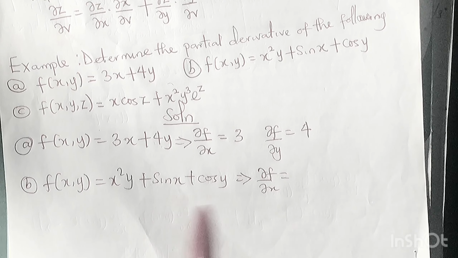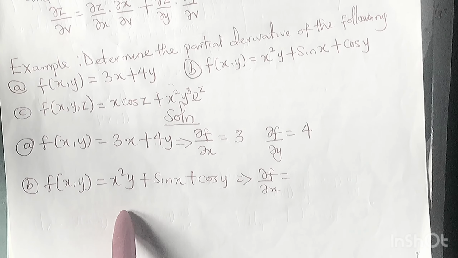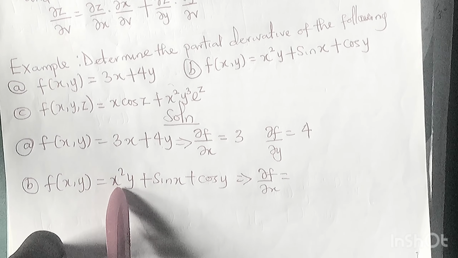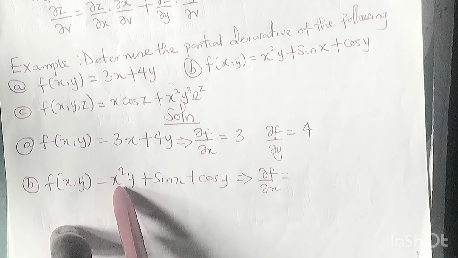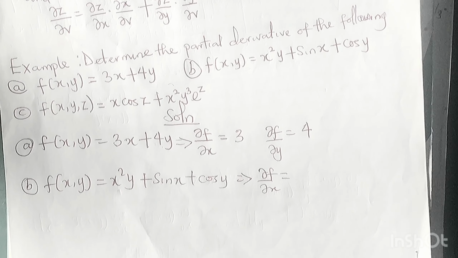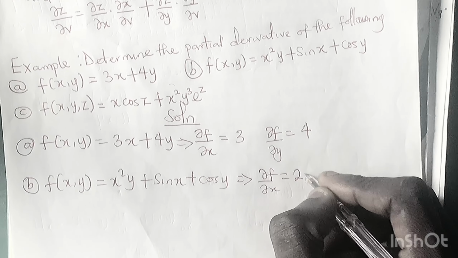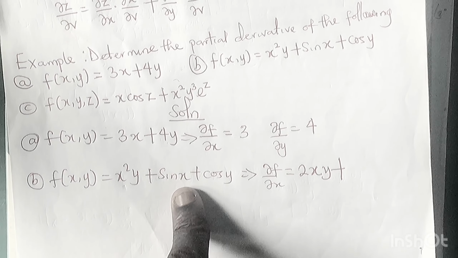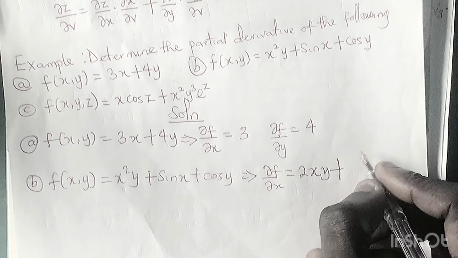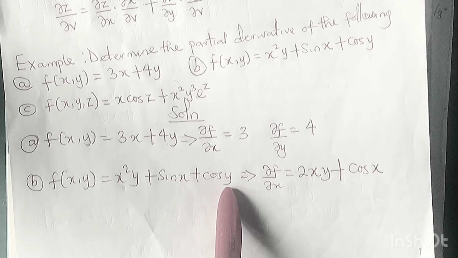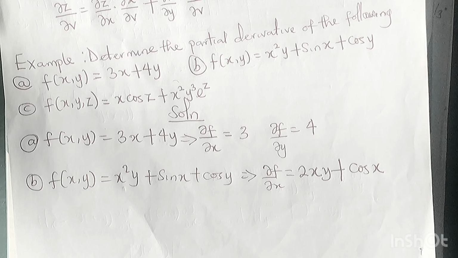That is differentiating everything with respect to what? x only. If you differentiate x squared y with respect to x only, don't forget x only, that means you are differentiating x squared here. Differentiating x squared will give you 2x. Then multiply by y. Plus differentiate sine x, because it is having x. Differentiating sine x gives you cos x. Now cos y, is it having x? No. That means you leave it. Are you seeing that now?